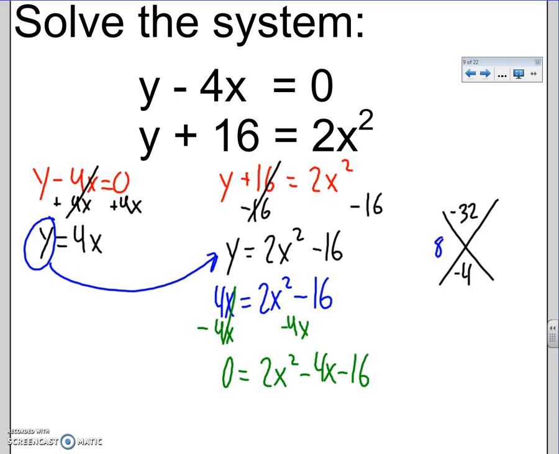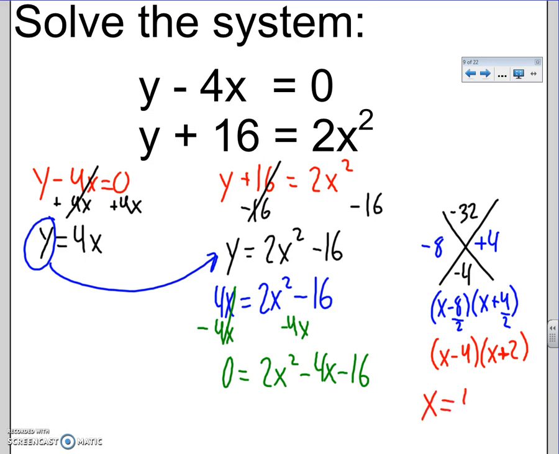I have 8 times 4. Bottom's negative, so 8's negative, and this is positive. I take multiplication: negative times positive is negative. That's good. x minus 8, x plus 4, divided by a. a is 2. So that does reduce: x minus 4 and x plus 2. Right? So I got to solve for this. If I change the signs, I get positive 4 and negative 2.